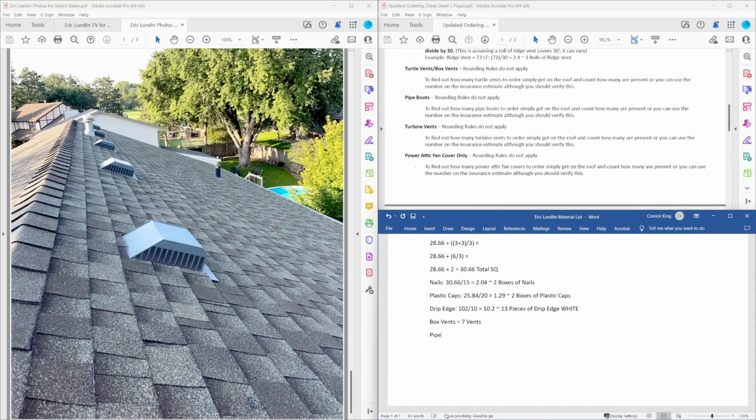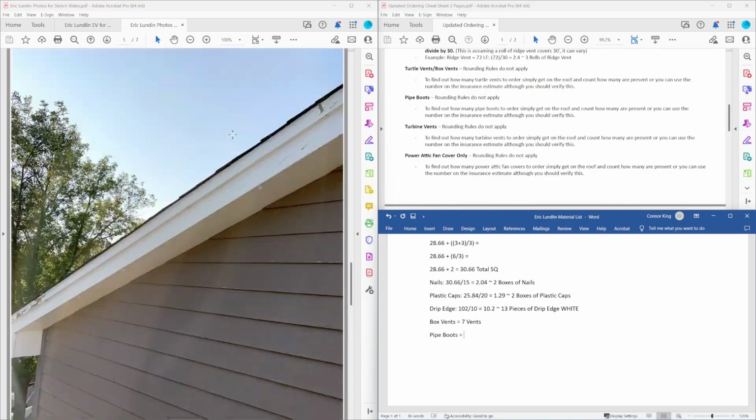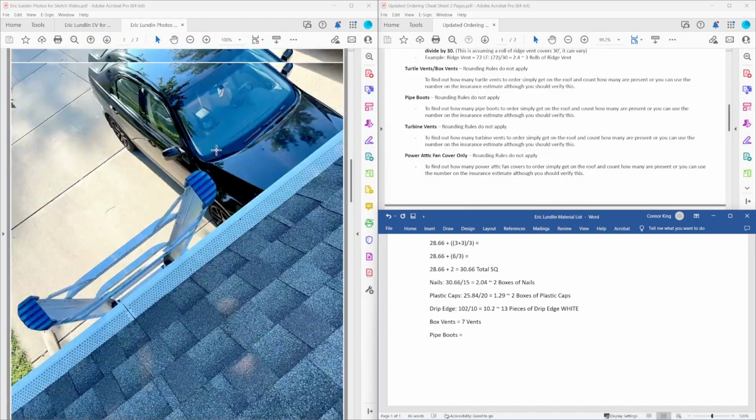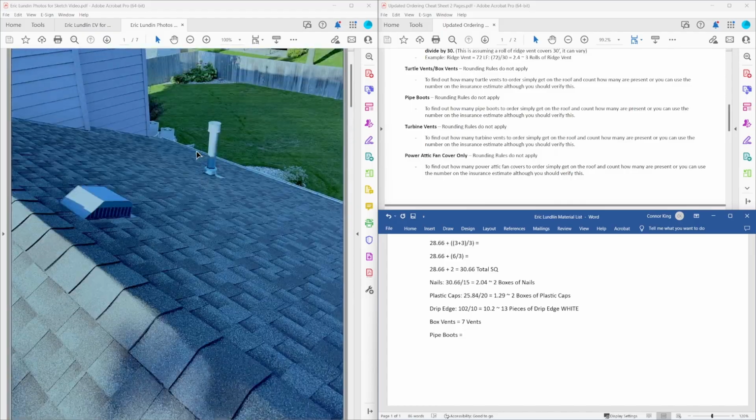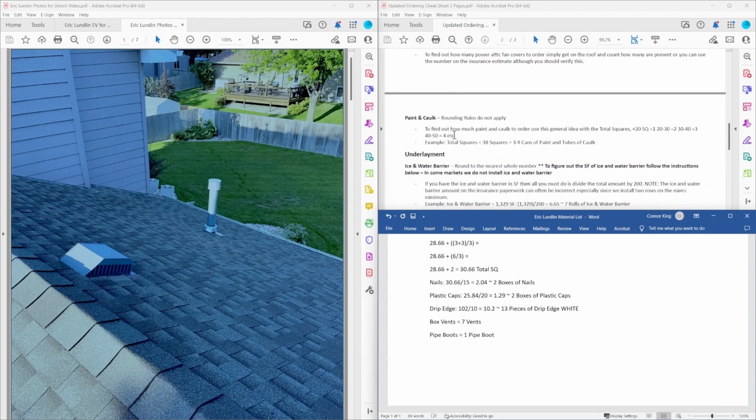And for pipe boots, I see 1 in this photo. And I see, oh, nope, that's just a furnace vent. So we're just going to have 1 pipe boot. There's not any turbine vents. There's not any power attic fans.